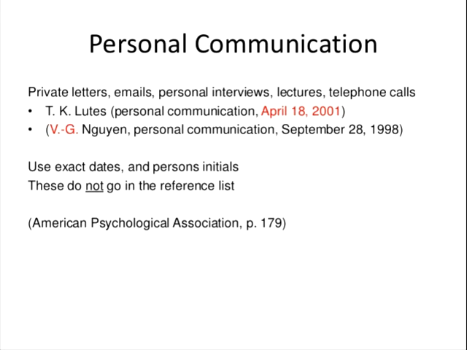Personal communication, same style. If we give it at the beginning of the paragraph, both initials, with a dot and space in between, then surname, space, personal communication, comma, month, space, date, comma, space, and year. If at the end of the paragraph, then initials, dot, surname, comma, space, personal communication, comma, space, then month, space, date, comma, space, and year. This is how in APA we can cite personal communications.